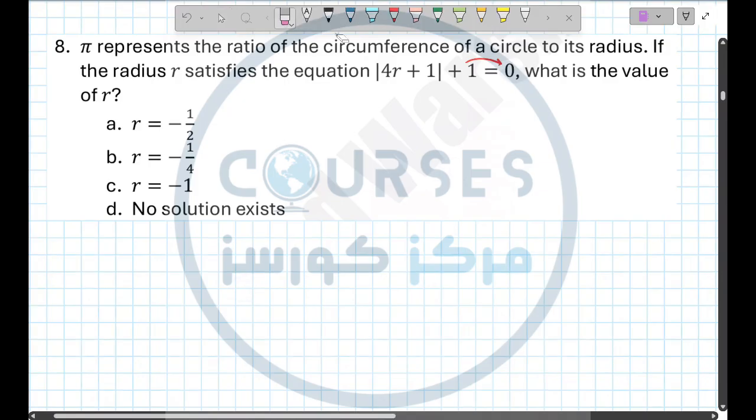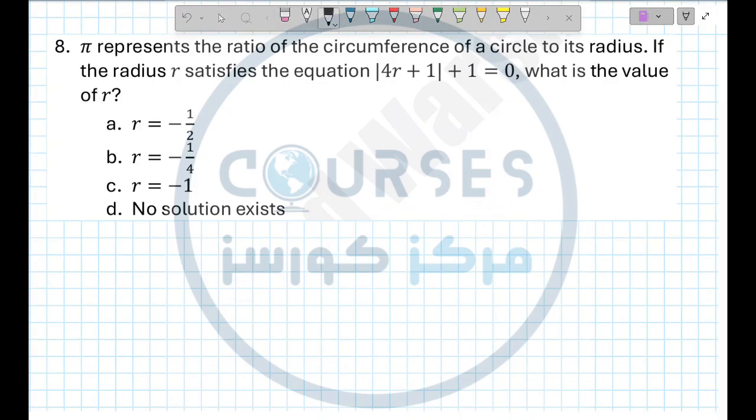This question is exactly the same. Pi represents the ratio of the circumference of a circle to its radius. The previous part is just the definition of pi. If the radius r satisfies this equation, what is the value of r?